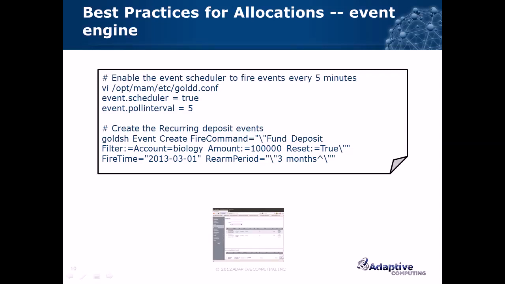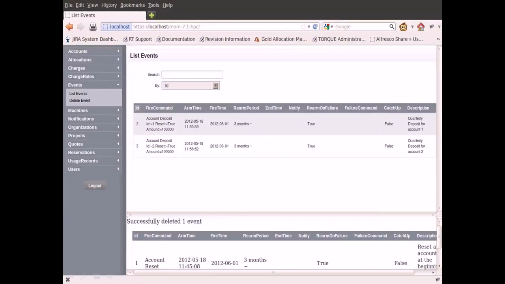It tells us you want to fire this at the beginning of March, so the beginning of the second quarter of 2013, and then we want it to rearm, or repeat, at the beginning of each quarter indefinitely. There's no end time specified here. You could specify an end time as well. So now we're set to reset the allocation to 100,000 every quarter, and it just goes on without our touching it until we want to change that.